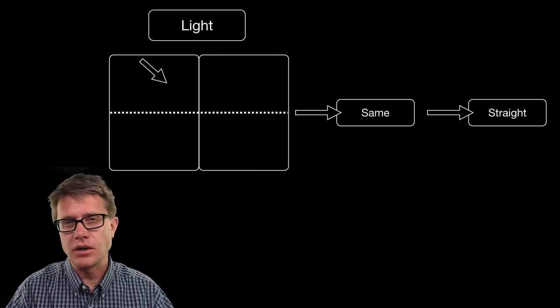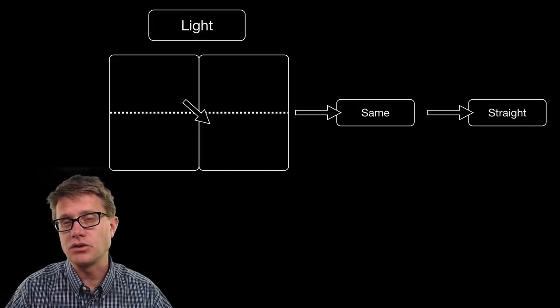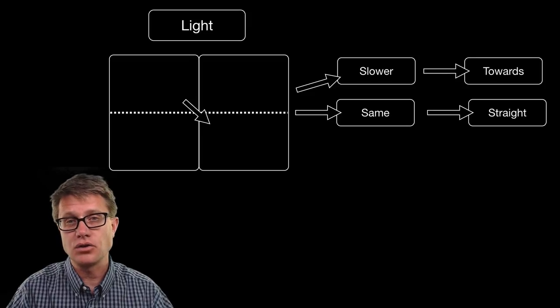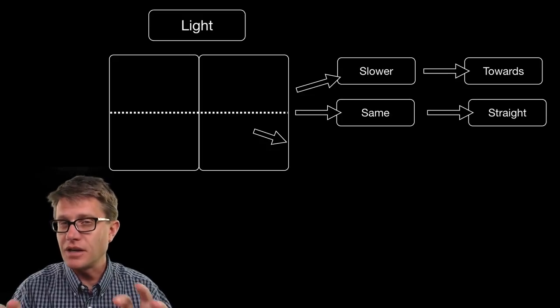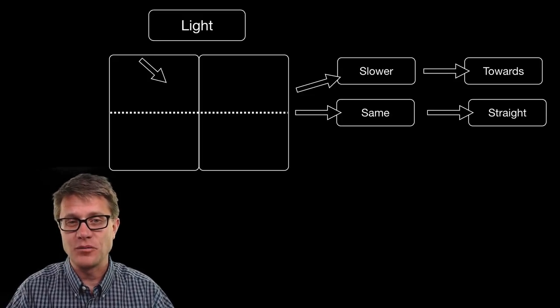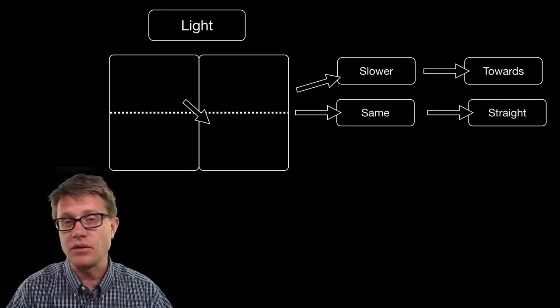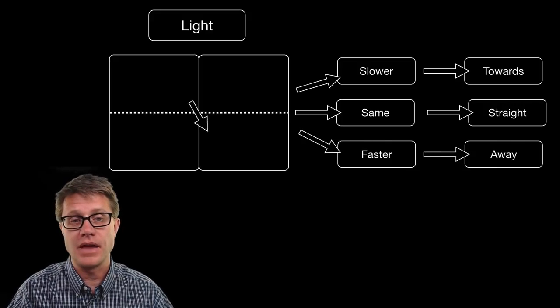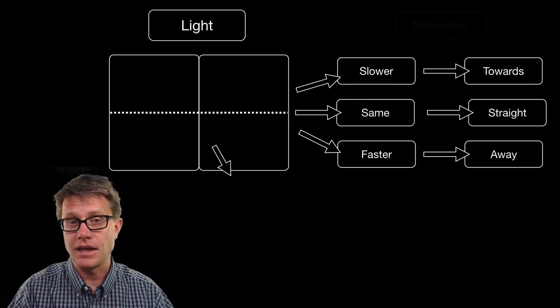What happens, however, if it goes from one medium to another, and that second medium, it actually travels slower? As it does that, it'll actually bend towards the normal, or it's going to bend towards that dotted line or the perpendicular line. I'll give you an analogy that'll help you to remember that. What happens if it comes in and it's moving into a faster medium? It'll actually bend away from that normal. So it's going to bend like that.